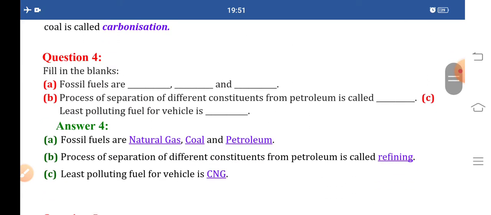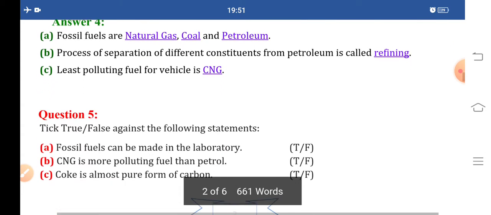Then the next is fill in the blanks. So fossil fuels are, you need to write any 3 fossil fuels. So we have done 3 like coal, petroleum and natural gas. These 3 you can write over here. Then the B is process of separation of different constituents from petroleum is called petroleum refining. Okay. Then the C is least polluting fuel for vehicle is CNG, that is the compressed natural gas. It doesn't produce any kind of pollution.